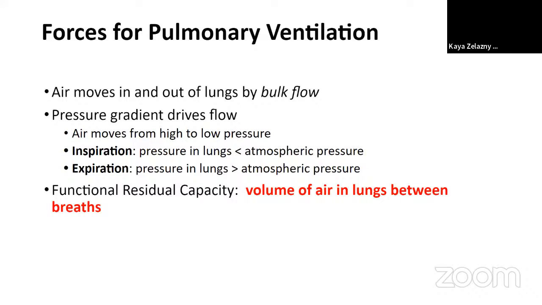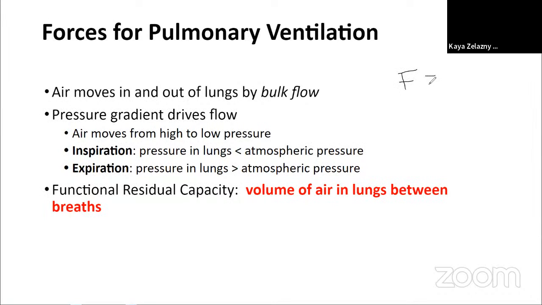So air is moving in and out of the lungs by bulk flow. We remember that we had that equation for flow. Our flow was a pressure difference divided by our resistance. So all we're going to have to add on to understand our respiratory system is what pressures we are talking about now, and where resistance is coming from in this system. Air is still moving from high to low pressure. Everything in the world should be moving from high to low pressure. So we're going to be going down our pressure gradient.